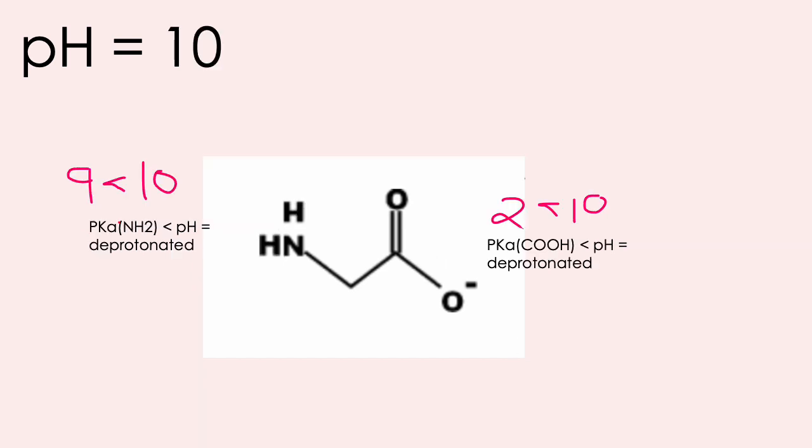Finally, let's look at an extremely basic pH, let's say 10. In this case, we end up with the pH being greater than the pKa of both the carboxyl group and the amino group. So both the carboxyl and amino groups will be deprotonated. In the case of the amino group, this leads to a charge of 0, whereas our carboxyl group has a charge of -1 at this point. So overall, our molecule has a charge of -1.